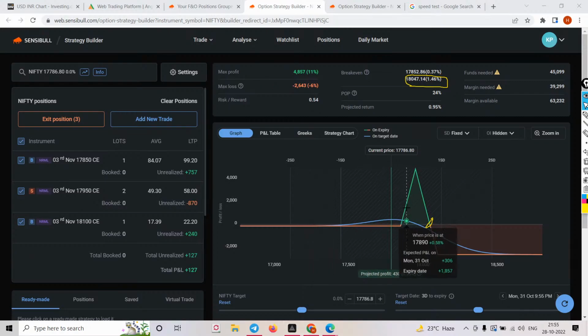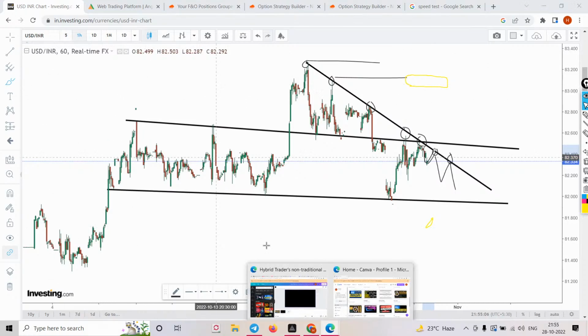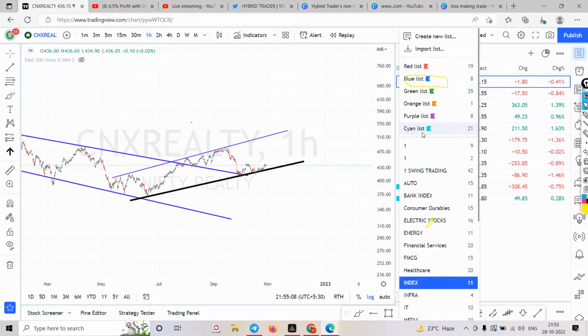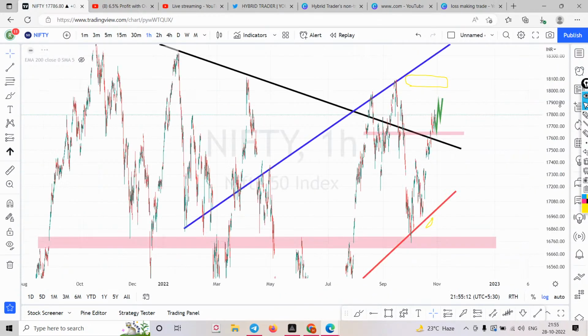Okay, why did I go for this trade? You need to know this thing. Again, let me take you to my price action. For everything I go with price action. Without price action, I don't deploy any trade, friends. Okay, let me take you to my Nifty. This is the view of the Nifty. I'll show you what my view of the Nifty is.